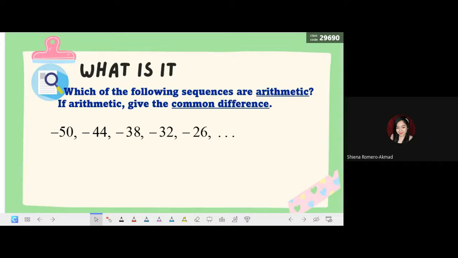Okay, so it is an arithmetic sequence. It's positive 6. Malinaw ha, it's positive 6. The difference, the common difference. Next, negative 8, 6, negative 4, 2, 0. Is it an arithmetic sequence or not?